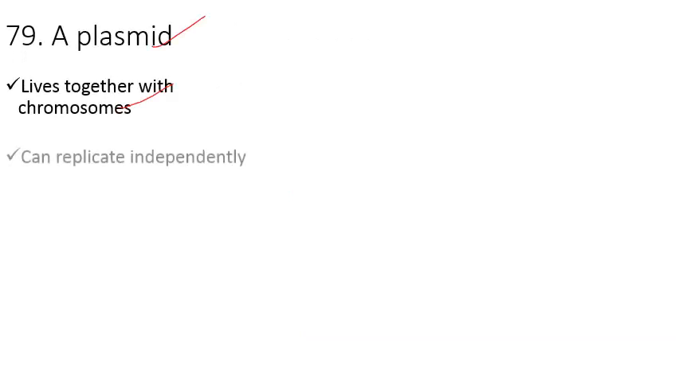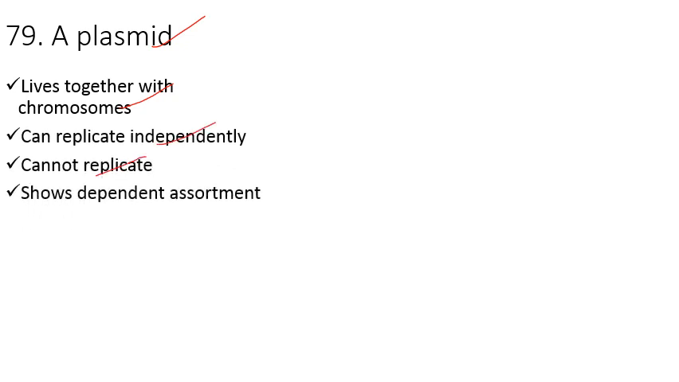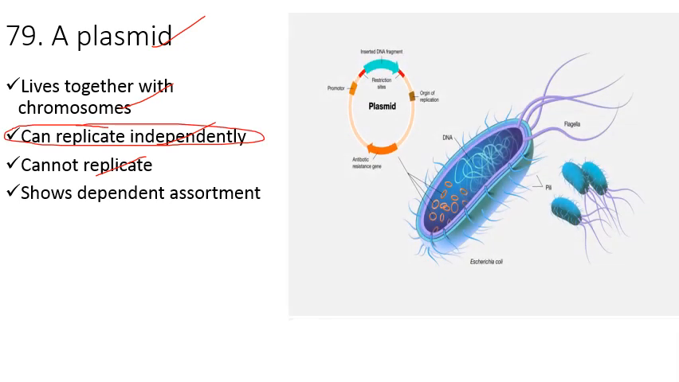The next question is: a plasmid lives together with the chromosome, can replicate independently, cannot replicate, shows independent assortment. So the right answer is can replicate independently. A plasmid is extrachromosomal DNA present in certain bacteria that contains genes for antibiotic resistance, and is also known as the fertility factor, designated by F positive, and it acts as a vector in biotechnology. So this can replicate independent of the chromosomal DNA.